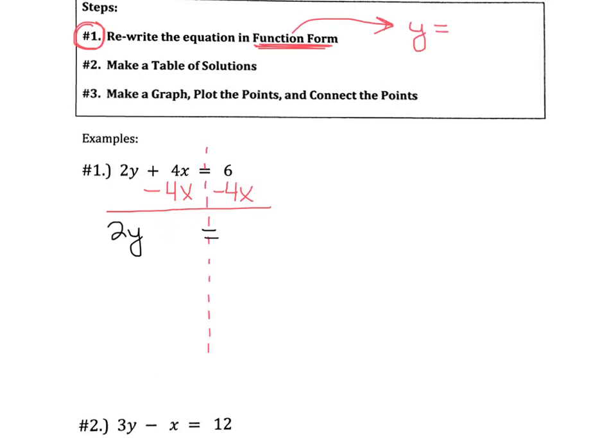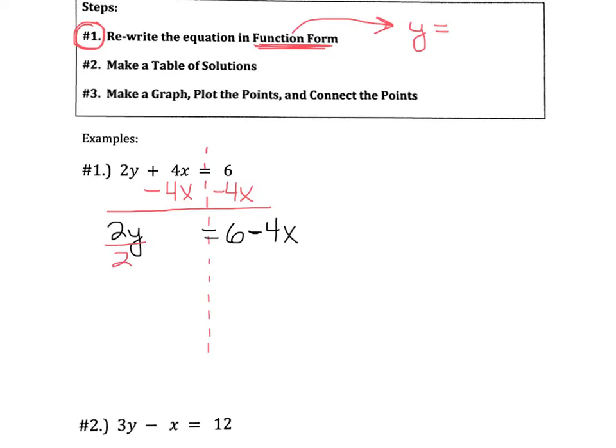Careful now. 6 minus 4x, those are not like terms. Since they're not like terms, I'm just going to write it: 6 minus 4x. Okay, I'm close now. I have 2y equals. I want just y equals. So I have to get rid of the 2. To get rid of the 2, you divide by 2.